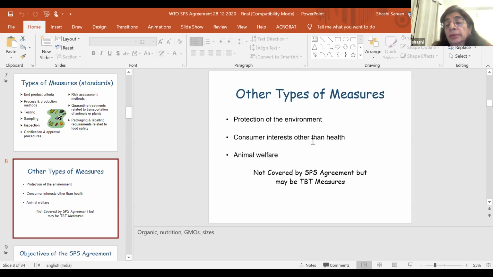In fact, even the Codex, the OIE and the IPPC, their importance has come up because of this agreement. Otherwise, very few countries used to go and attend these meetings. But today they know they need to attend, get their viewpoint heard, and get the standards fixed based on their data also. So it has become very important.